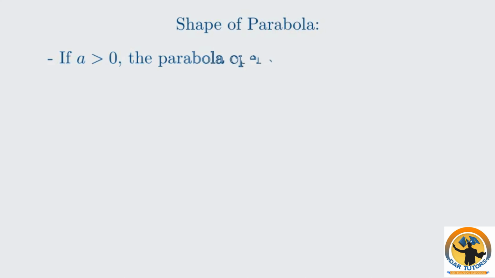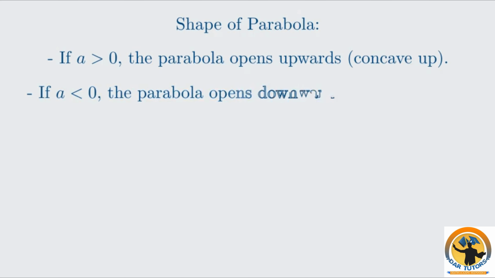The coefficient a in the function y equals ax squared plus bx plus c tells us a lot about the parabola's shape. If a is positive, the parabola opens upwards. We call this concave up. If a is negative, the parabola opens downwards, which is concave down.